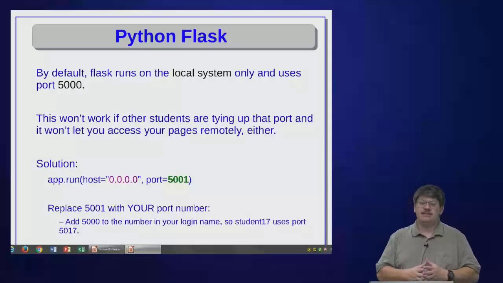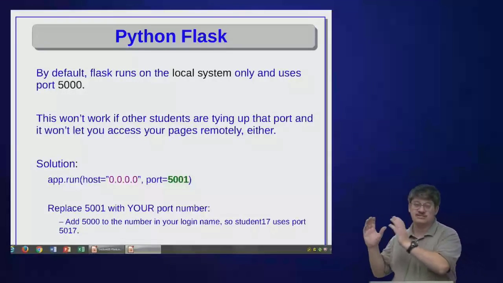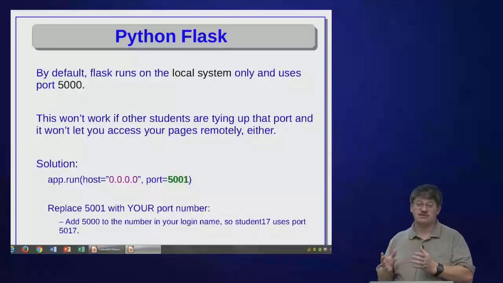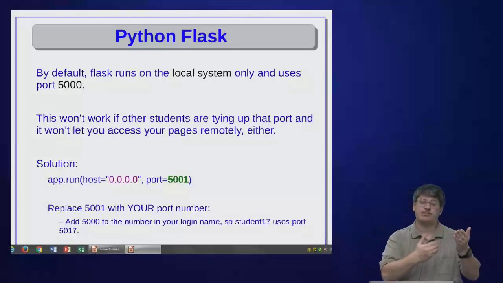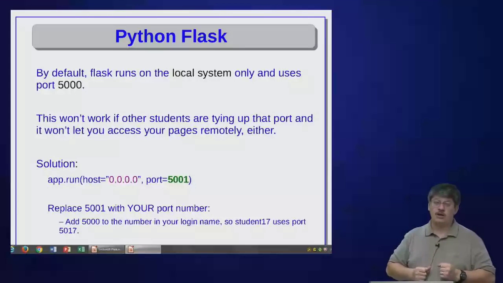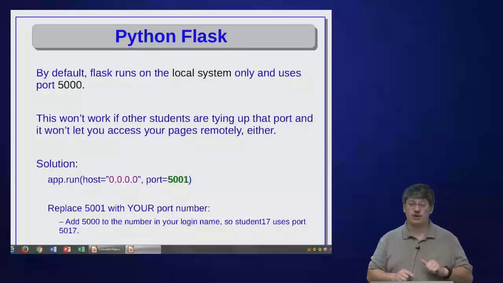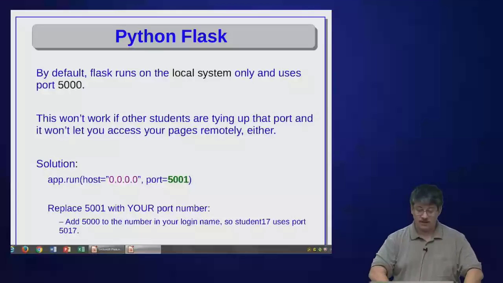So this isn't going to work if we're all on the same system trying to use the same port. If we all try to use port 5000, whoever logs in first will run their server, and it'll be sitting there on port 5000, and when another student logs in and tries to run their server, it's going to see that port 5000 is busy, and this isn't going to work. So you need to tell your Flask program to use a different port number.